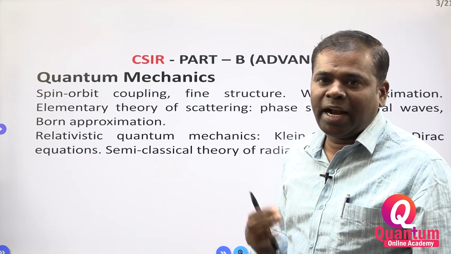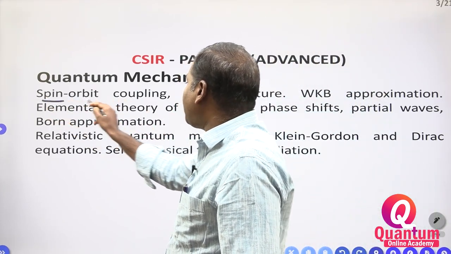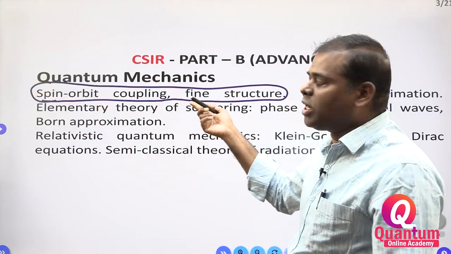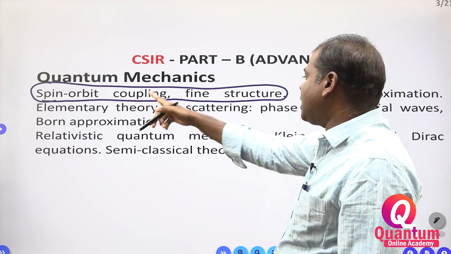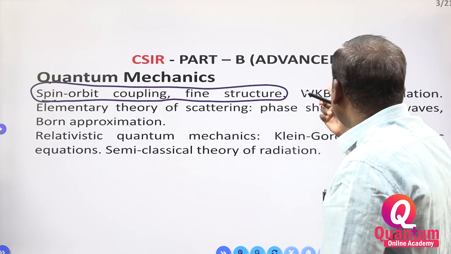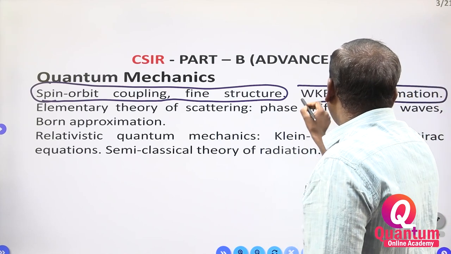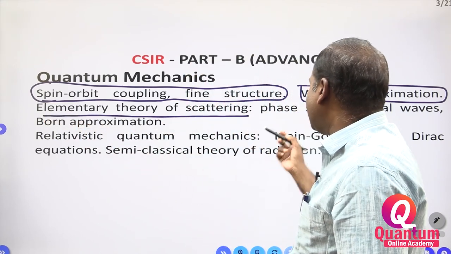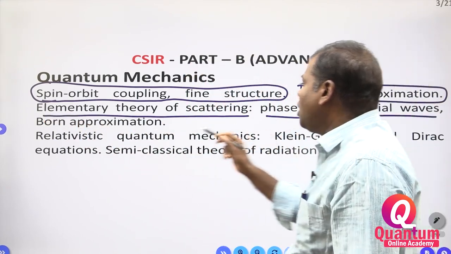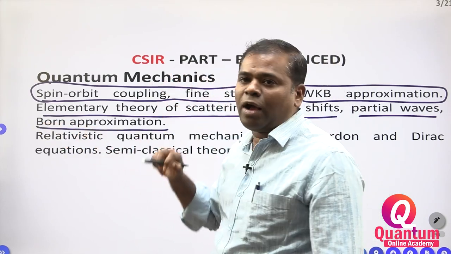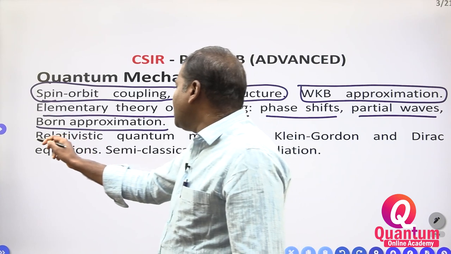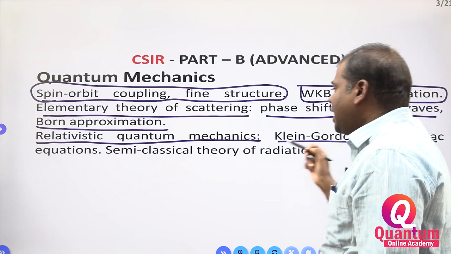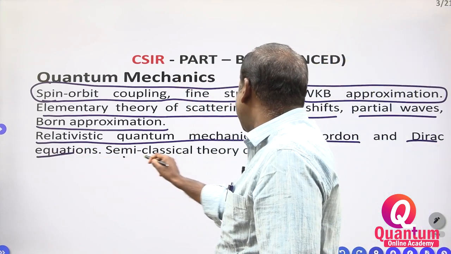What is Part B? The advanced one you have to see. Spin-orbit coupling, fine structure. This one we have to learn from AMP, Atomic and Molecular Physics, but even though here also we have to learn spin-orbit coupling and fine structure. Next, WKB approximation. Next, elementary theory of scattering, phase shifts, partial waves, Born approximation. All those things we have to learn in the scattering theory only. Another one is relativistic quantum mechanics: Klein-Gordon equation, Dirac equation, semi-classical theory of radiation.